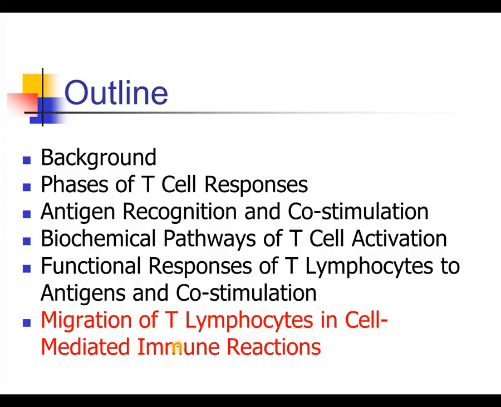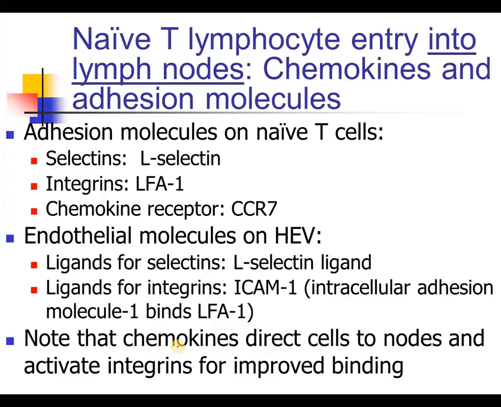All right, the last thing I want to talk about is T cells are part of cell-mediated immunity, and as such, they move. They move a lot more than the B cells do. And so how do we get migration of the T lymphocytes in cell-mediated immune reactions? Once the T cell has been activated by binding of antigen and co-stimulation, what are the responses? How do they ultimately combat microbes, and how do they get to the locations where they need to do that?